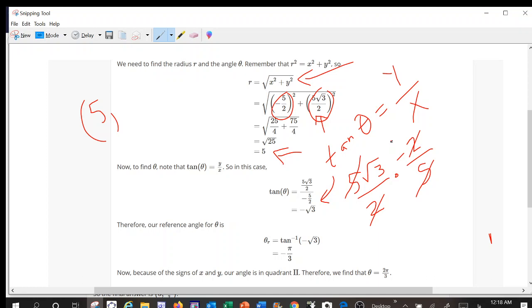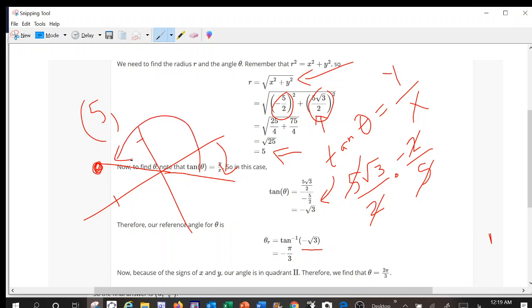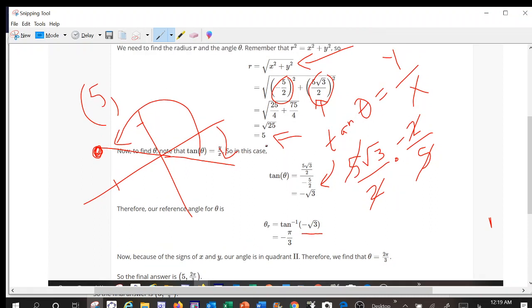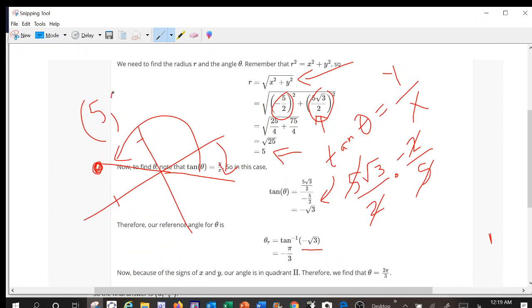But remember, where is the point? The point is in which quadrant? X is negative and y is positive, so the point is over here, right? Now, if you put tangent inverse of negative square root of 3 in the calculator, it will give you this angle, which is negative pi over 3. So now you have to add pi to it to get the correct angle. So it's 5, and what's the angle that goes with that? Pi plus negative pi over 3, which is 2 pi over 3. So that has to be 2 pi over 3, which is this plus pi, right?